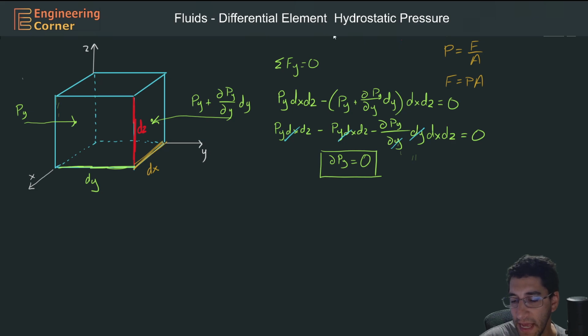I can do this exact same procedure with the x direction, and what I'll get is that the partial pressure in the x is also equal to 0.